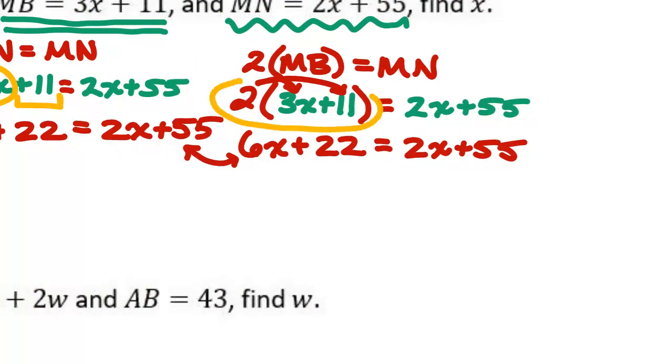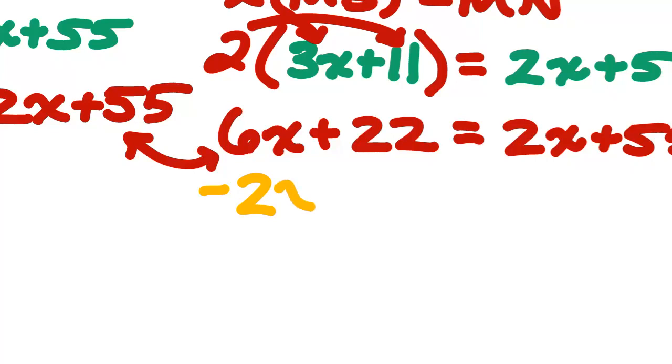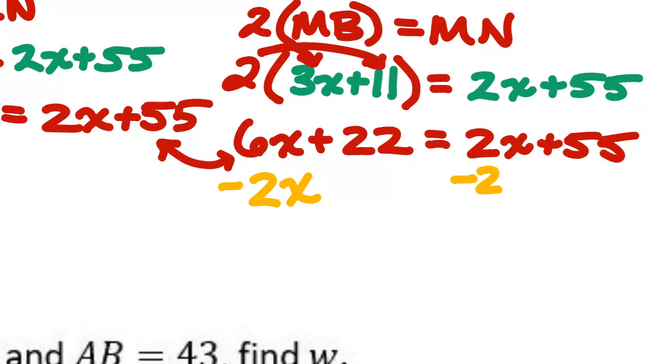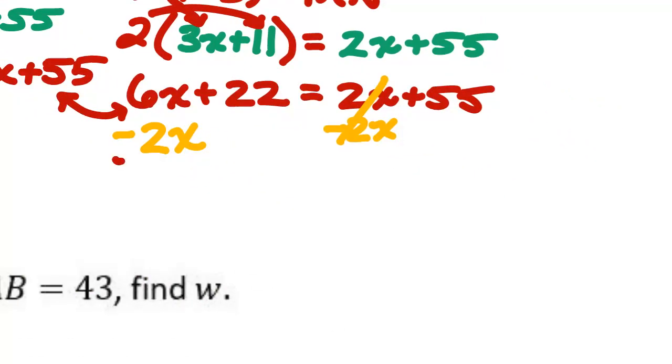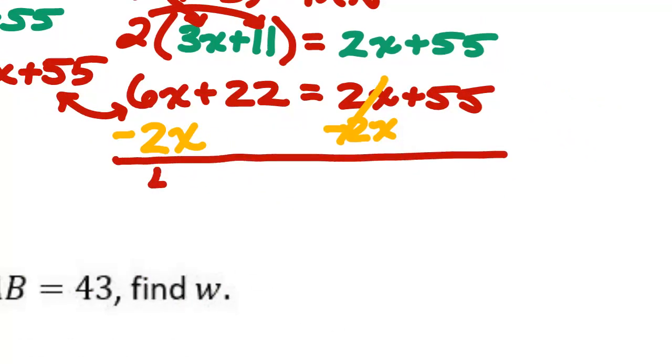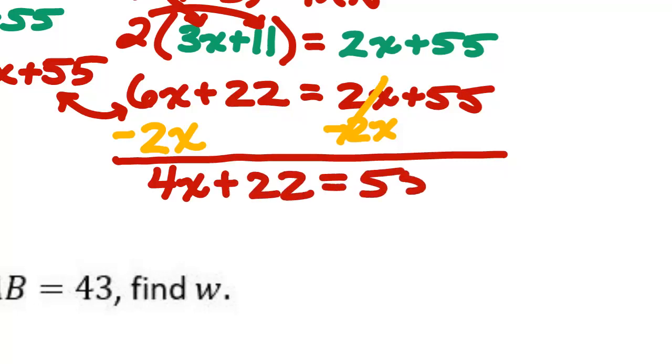So I got it to this part. Yeah, I combined these two pieces to get 6x and these two to get 22. It's the same thing I got when I distributed over here. Subtract 2x from both sides. Let's get our x's to the same side. What is 6x minus 2x? So 4x plus 22 equals 55.